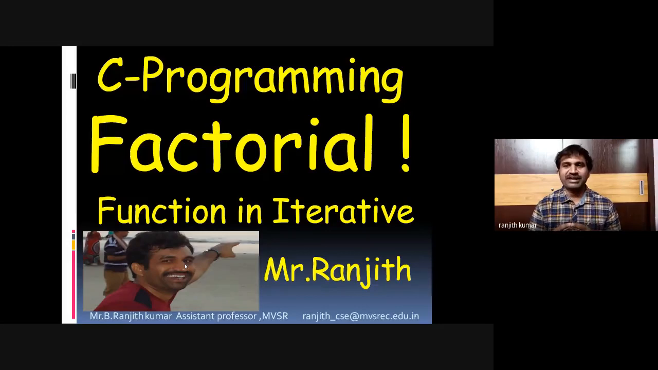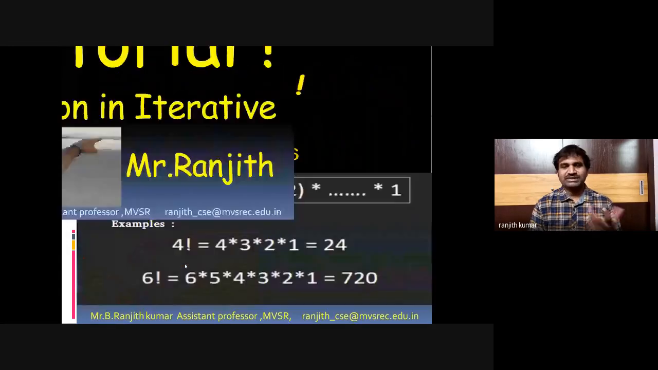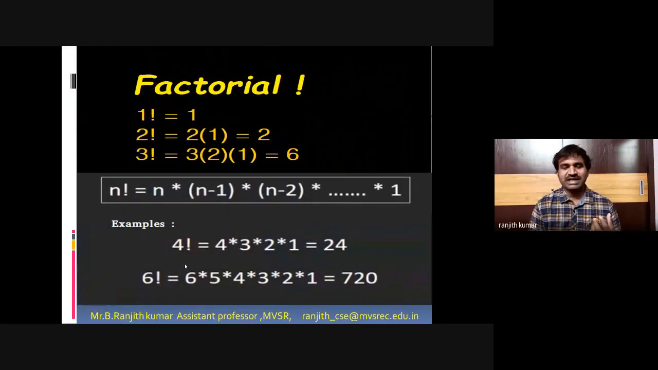We have seen how to write a factorial in C language using loops. Now let us convert the factorial program using functions. So what is a factorial? Whenever a factorial is asked, the factorial of n will be calculated as n into n minus 1 up to 1. So if 4 factorial is asked, 4 into 3 into 2 into 1; 6 means 6 into 5 into 4 into 3 into 2 into 1.